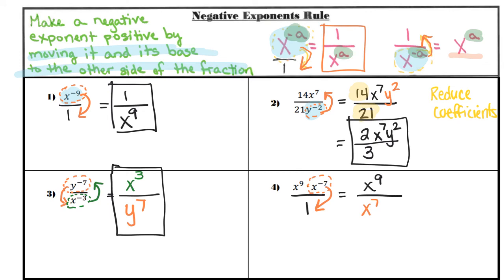Now before I circle this for a final answer, I'm noticing that we actually have the same base. So I can subtract the exponents. Remember, our quotient rule tells me that I can subtract exponents on the same base. So I'm going to write this as x, and I'm going to subtract 9 minus 7, and end up with a final answer of x to the 2nd power. All right, so that is the most simplified best answer for example 4.